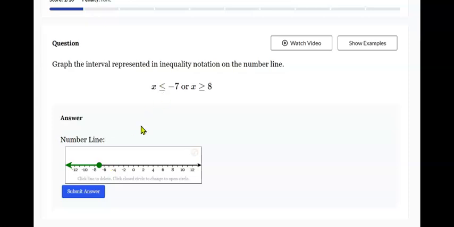This has an equal to sign, so my endpoint should be solid. You can change it from solid to open by clicking it. The second statement is that I can be greater than or equal to +8. So click on +8, hold your finger down, and move your finger to the right until you see an arrow. Again, it has an equal to sign, so my circle should be solid.